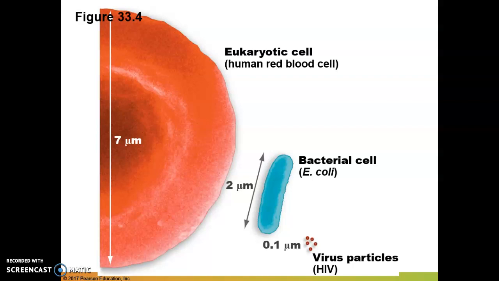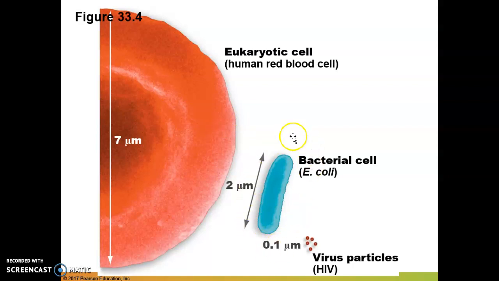And you can see here on the left, we have a red blood cell. This human cell is 7 microns. That's a micrometer. And micrometers are 1,000,000 times smaller than a meter. So on average, we'll say that human cells, eukaryotic cells, are about 10 microns.